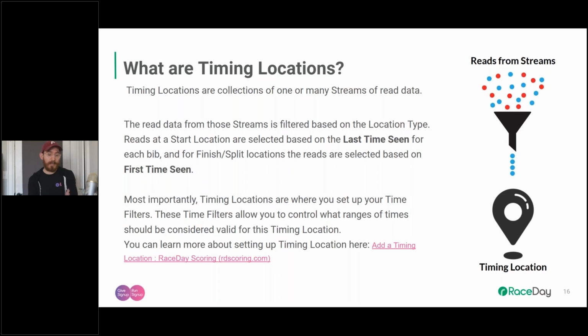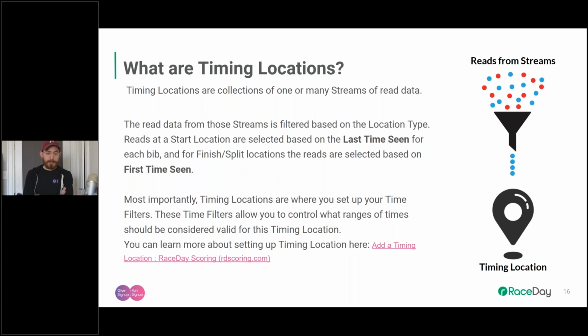If it's a start, it's the opposite. We pick the last time seen. So what you'll commonly see if you are collecting start reads in RaceDay scoring is you've got your start time at, let's say, 7 a.m. And if you're using a start line, you would set up the timing location for that area to cut off at, let's say, 7:05 a.m., so that we are only going to consider start reads until 5 minutes after the start of that race. And that will mean that you don't have to worry about people getting picked up at the start location after they've already finished or something like that.